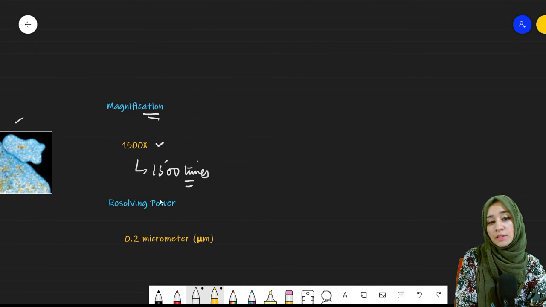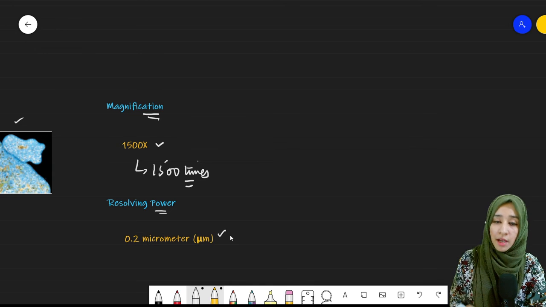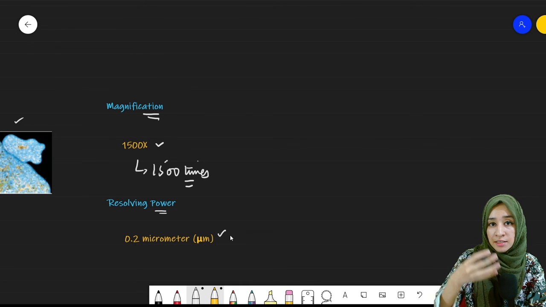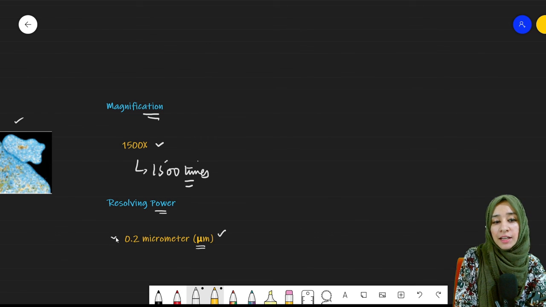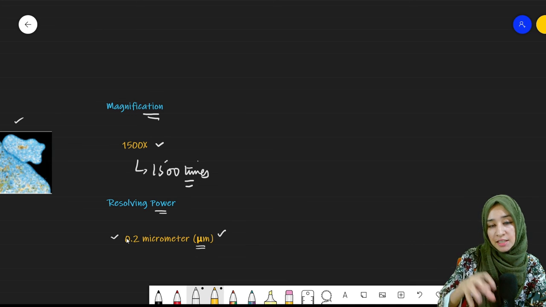And when we talk about the resolving power of the light microscope, it is about 0.2 micrometer, that it can clearly show the object that is about the size of 0.2 micrometer. That is also the size of the smallest bacterium. If the microorganism is smaller than this size, then the light microscope will not be able to identify it, will not be able to identify the internal structures of it. Clear? So the resolving power is about 0.2 micrometer, that can be easily seen through the light microscope, and it can clearly show the image.